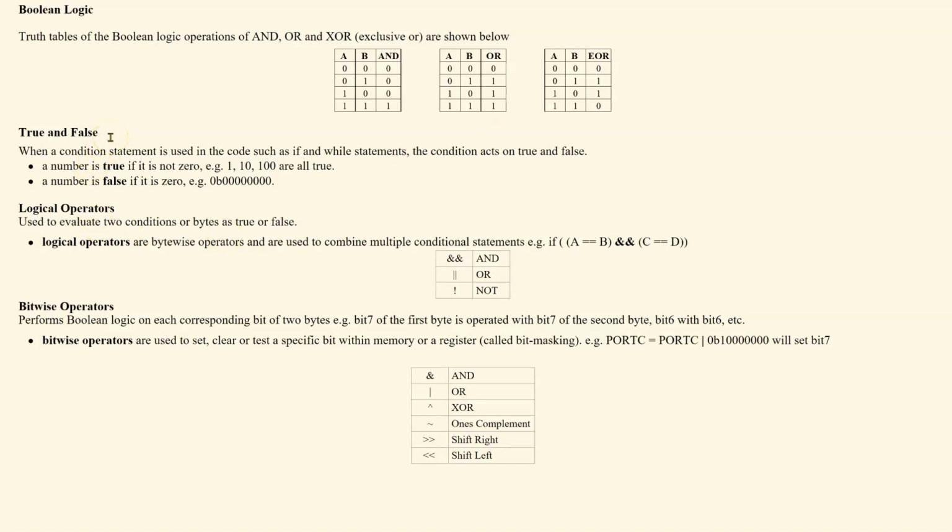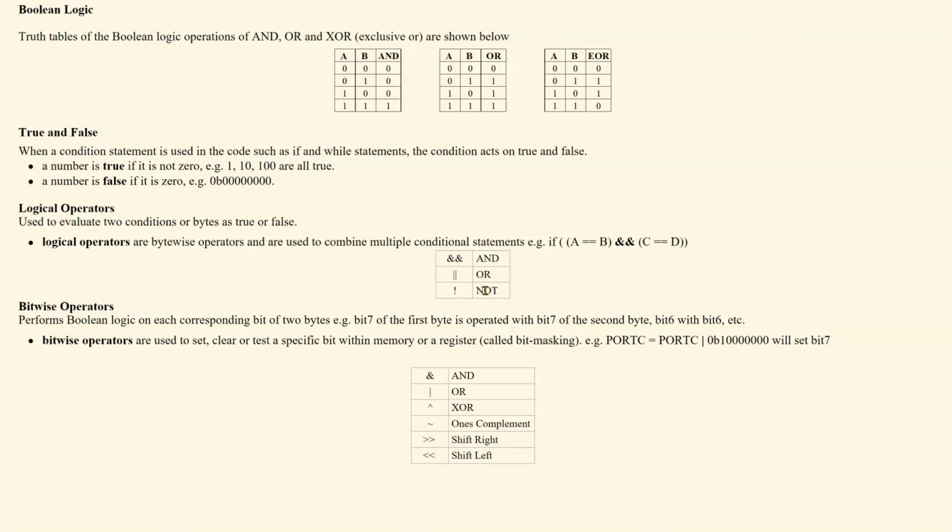True and false. A number is true if it has any value other than 0. 1, 10, 100 are all true. A number is false if it is 0. Logical operators are used between 2 conditions or 2 bytes where the entire condition or byte is considered to be true or false. The logical operators are AND, OR, and NOT.